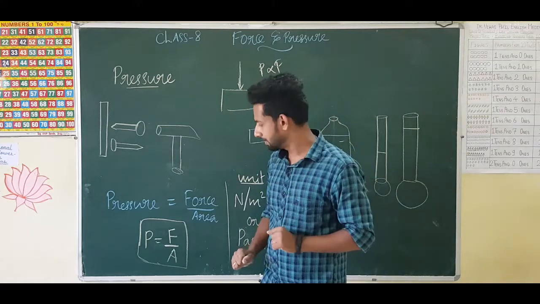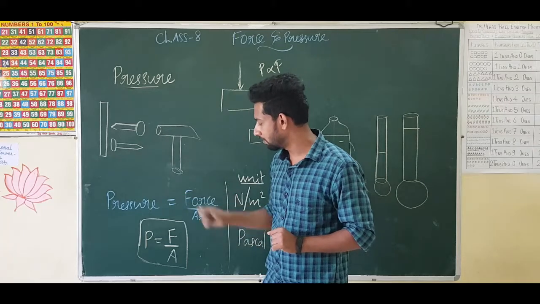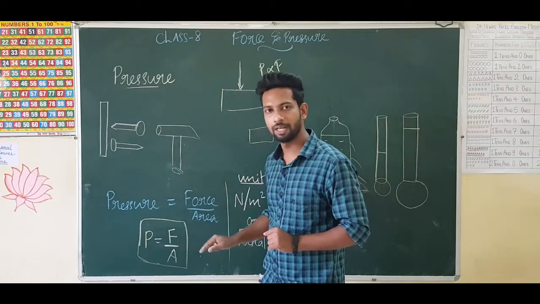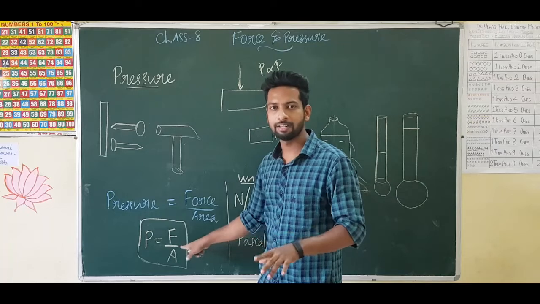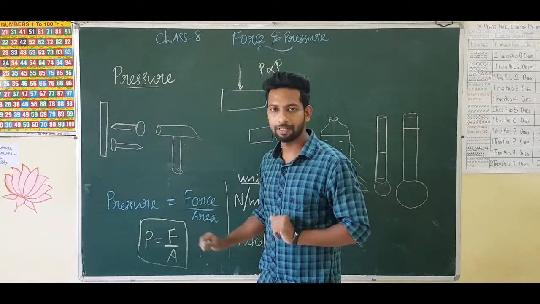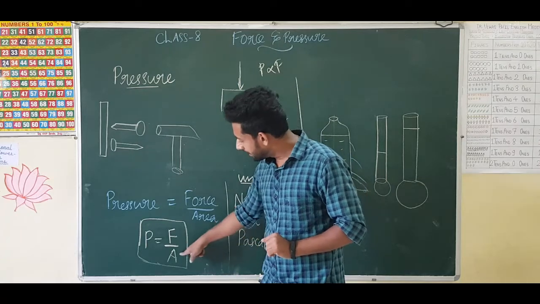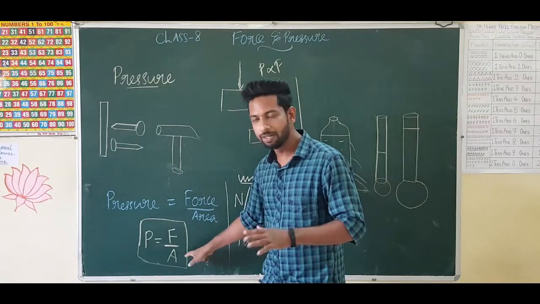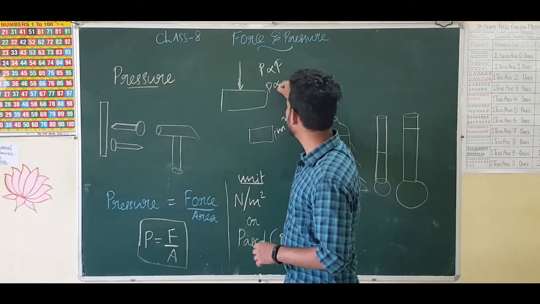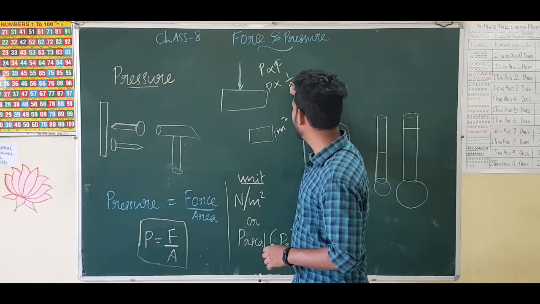So, there are two factors on which the pressure depends. The first one is force. If force increases, pressure increases. If force decreases, pressure decreases. The second factor is the area of surface. But here it comes in the denominator, that is, inversely proportional. Pressure is inversely proportional to the area of surface.